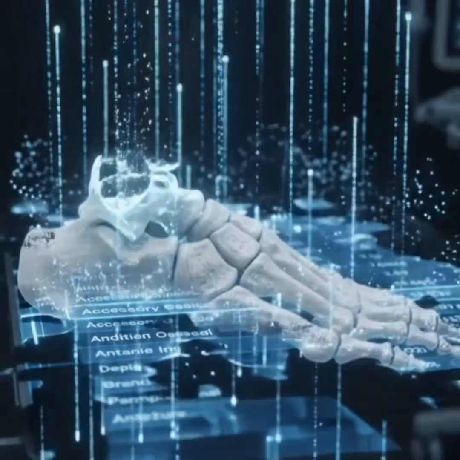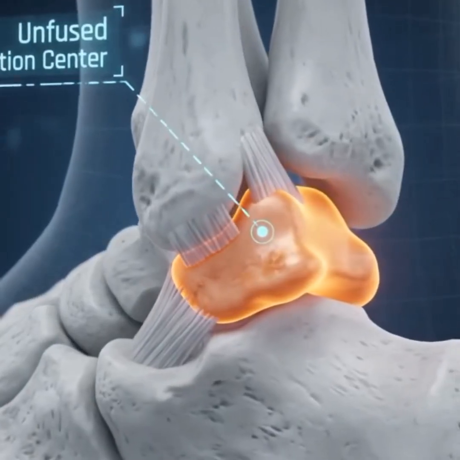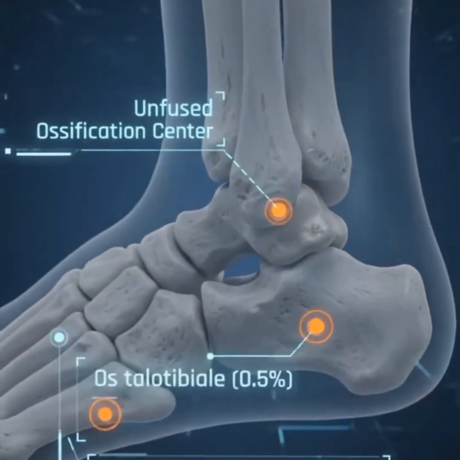Accessory ossicles are unfused bones. They arise from secondary ossification centers. Bound by synchondrosis, they often lack mechanical function.